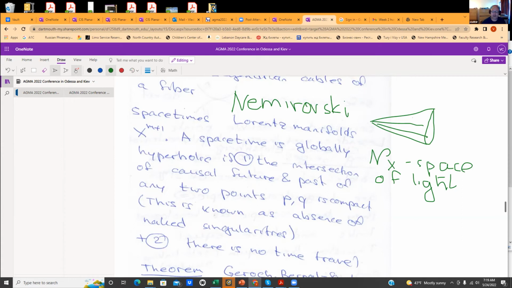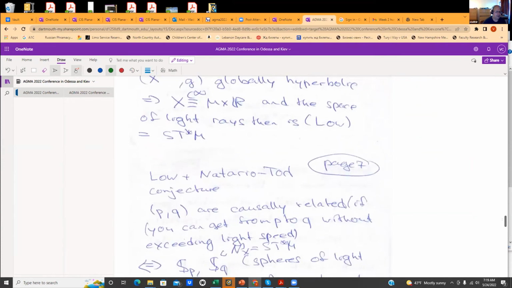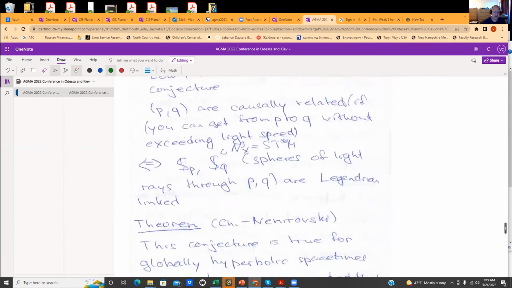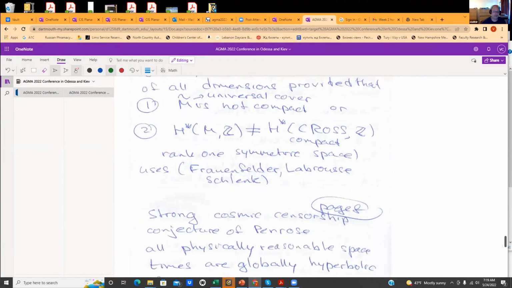Now, I will skip what is globally hyperbolic. It doesn't really matter much. But the important conjecture of Penrose is that all physically relevant spacetimes are globally hyperbolic. And our theorem with Stefan is exactly about globally hyperbolic spacetimes. So I skip the theorem with Nemirovsky.